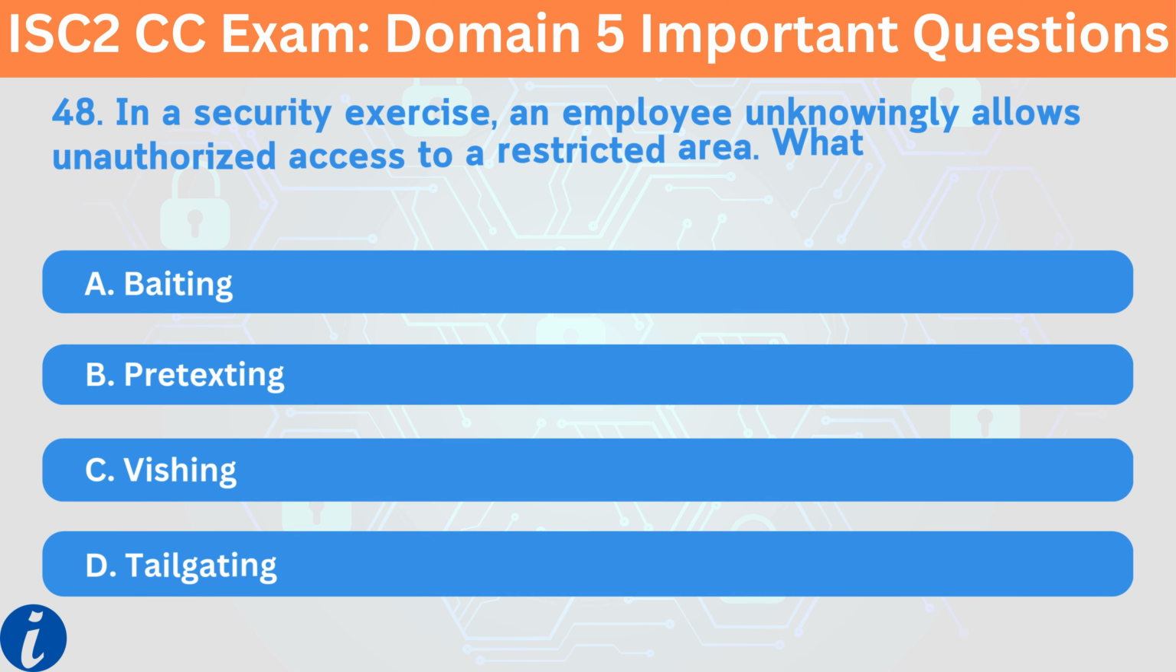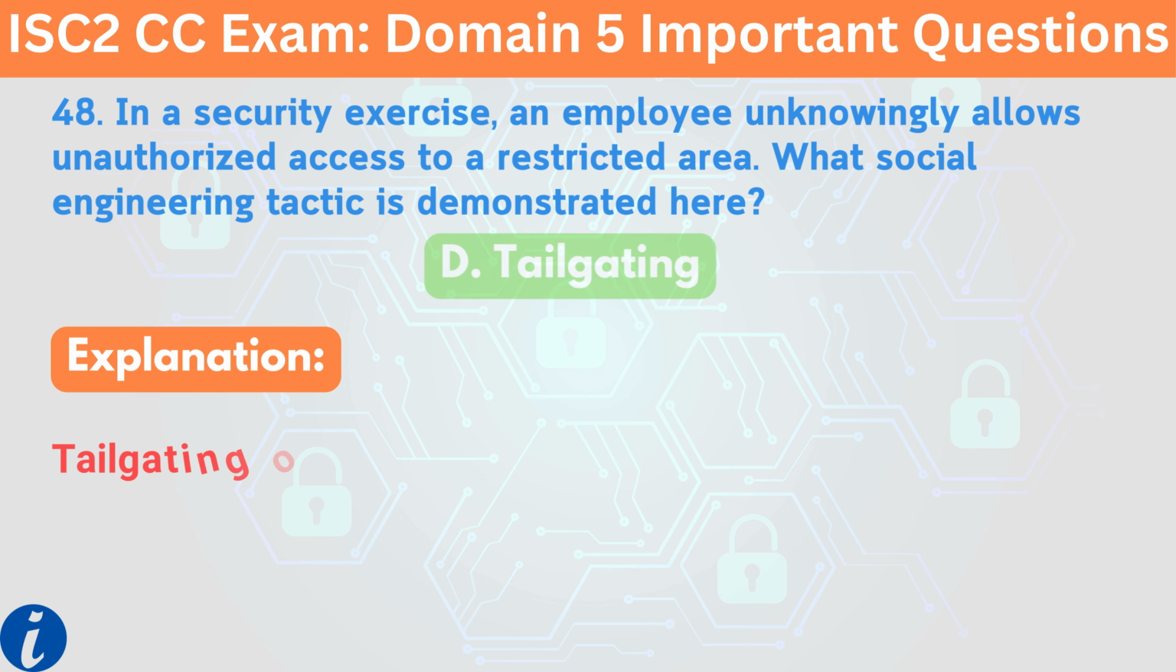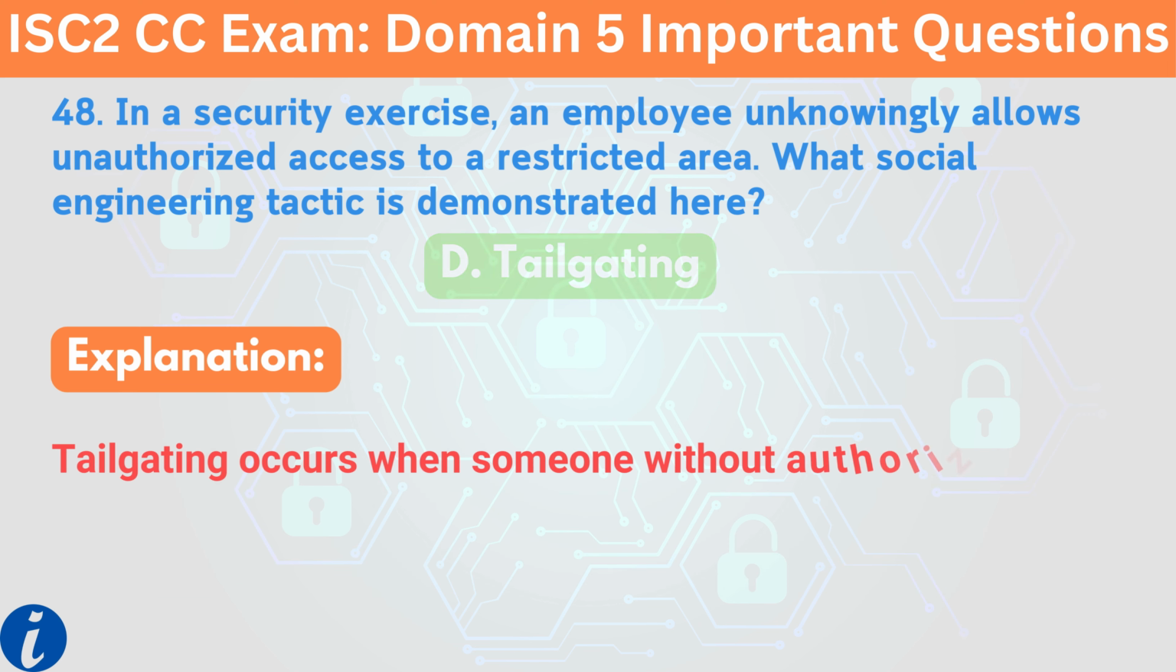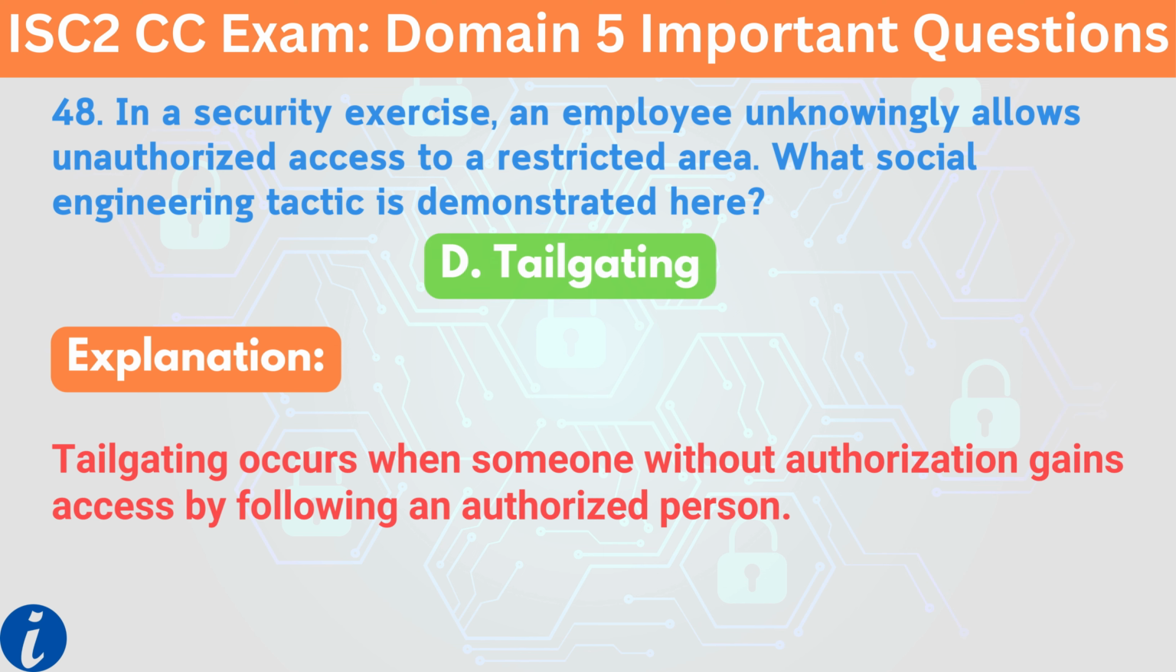48. In a security exercise, an employee unknowingly allows unauthorized access to a restricted area. What social engineering tactic is demonstrated here? A. Baiting. B. Pretexting. C. Vishing. D. Tailgating. The correct answer is D. Tailgating. Explanation. Tailgating occurs when someone without authorization gains access by following an authorized person.